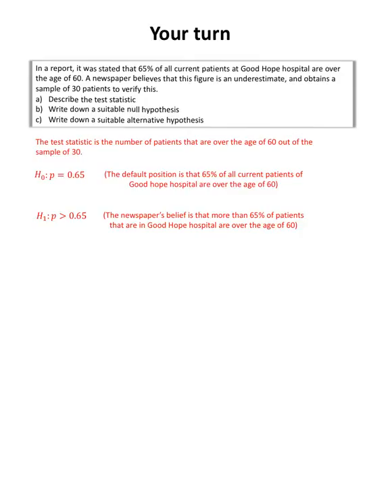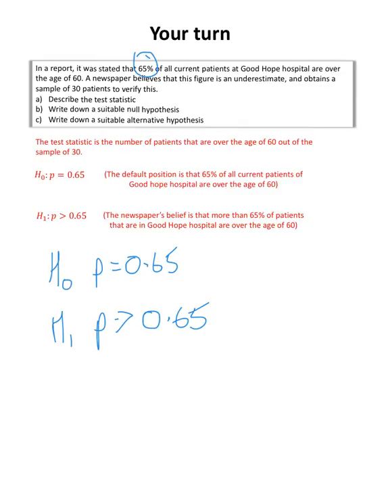Now, our null hypothesis is what is the information we're given. We're assuming that 65% of current patients are over the age of 60. So our null hypothesis is that P equals 0.65. And our alternative hypothesis is, what do they say? They believe that this is an underestimate. So they think that more than 65% are. So the probability that it's greater than 0.65 is our alternative hypothesis.